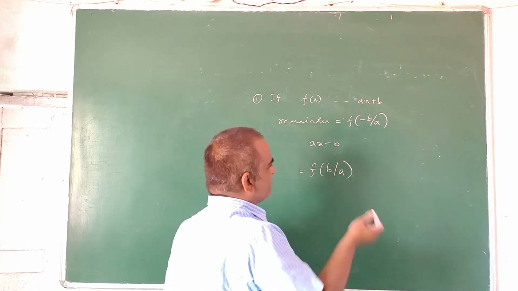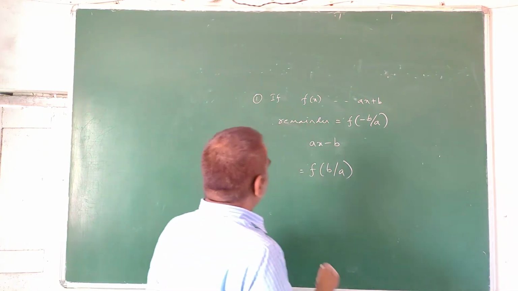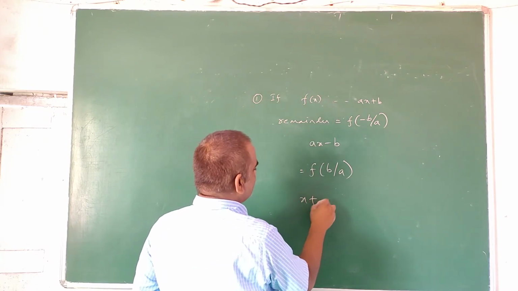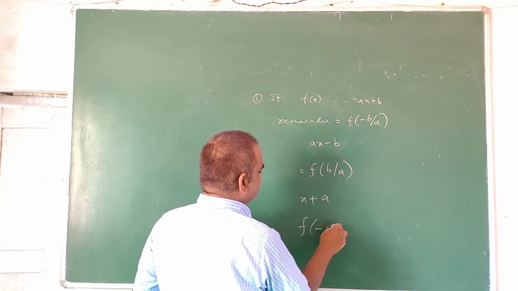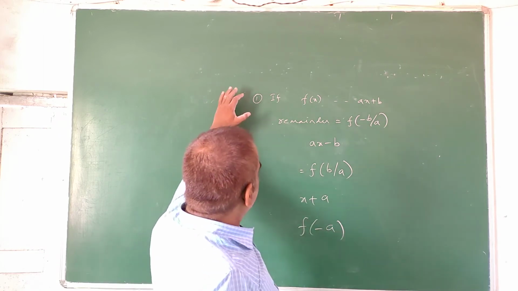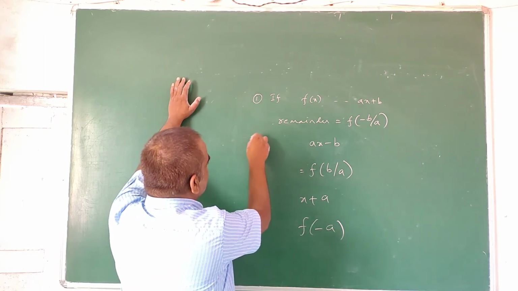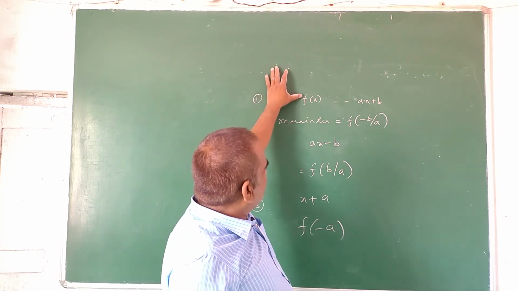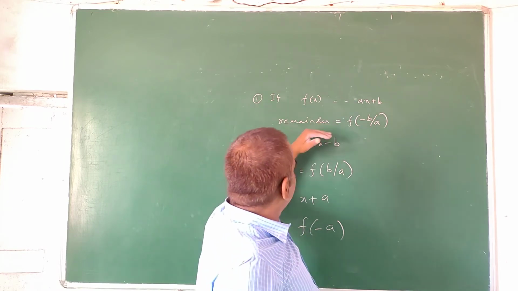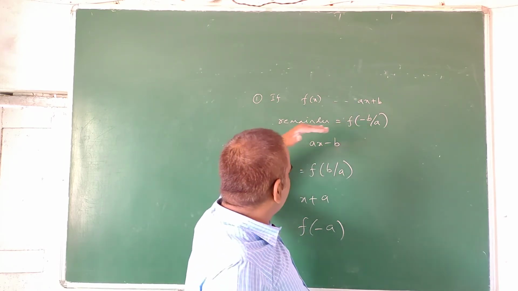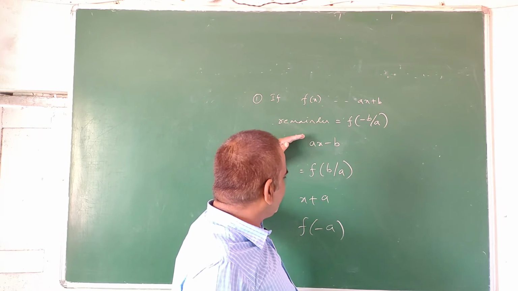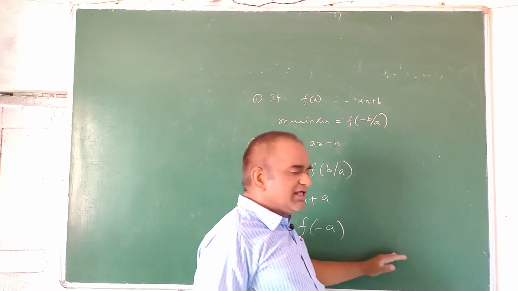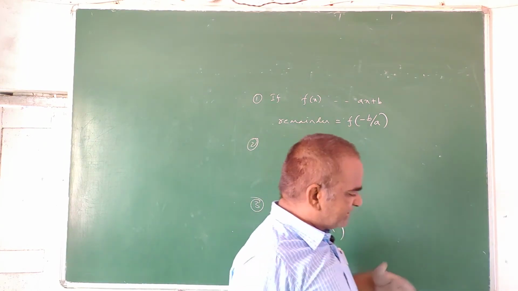I am not writing the complete statements. And if that f of x is divided by something like x plus a, the remainder is f of minus a. So these all are note points. You can take this. If the polynomial f of x is divided by ax plus b, the remainder is f of minus b by a. If it is divided by ax minus b, the remainder is f of b by a. If the polynomial is divided by x plus a, the remainder is f of minus a.